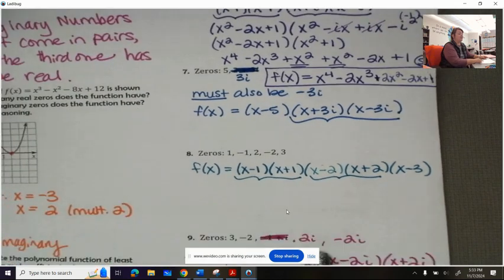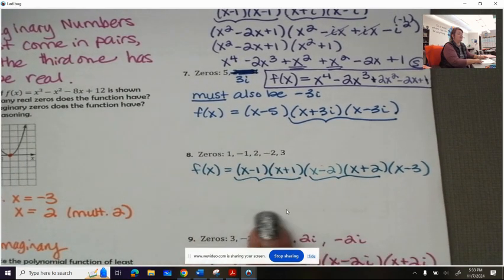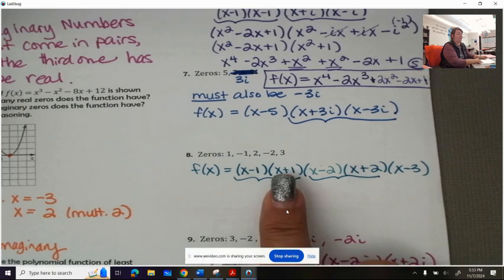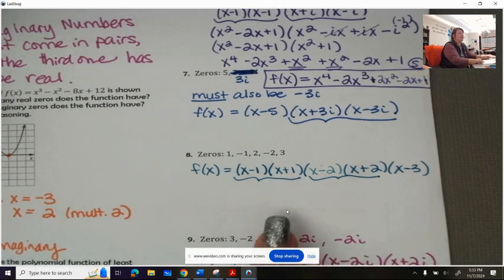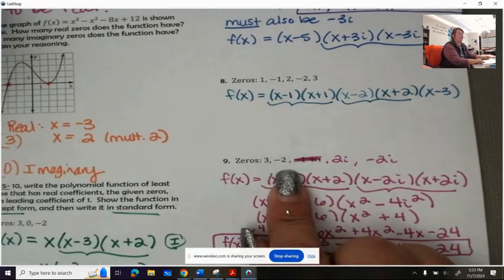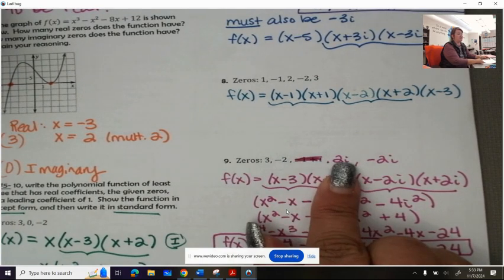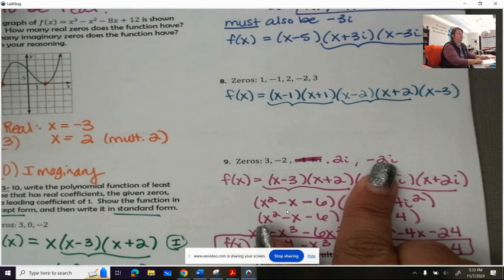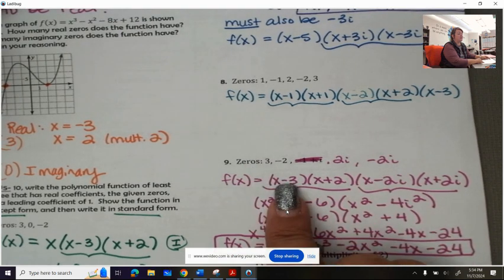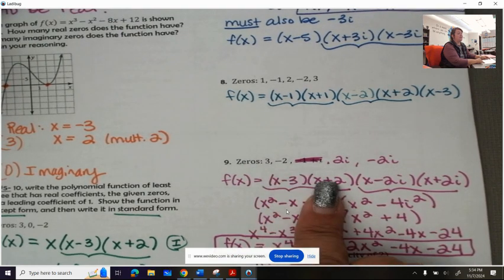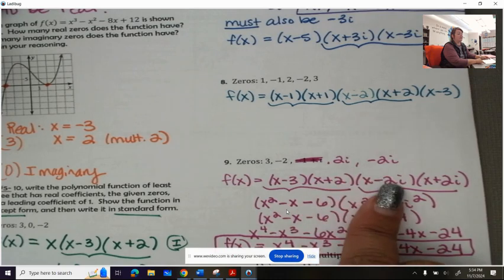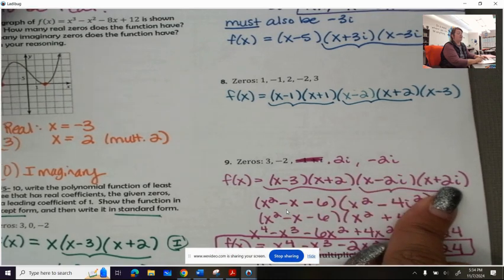This one has 5 zeros, so this is going to end up x to the 5th. This is just a lot of algebra, multiplying this all back together. Number 9, I wanted you to get rid of this binomial right here and just change it to 2i, which means there also has to be a negative 2i. So this 3 gives me x minus 3. This 2 gives me x plus 2. And then this is x minus 2i and x plus 2i. Then again, just a lot of algebra.